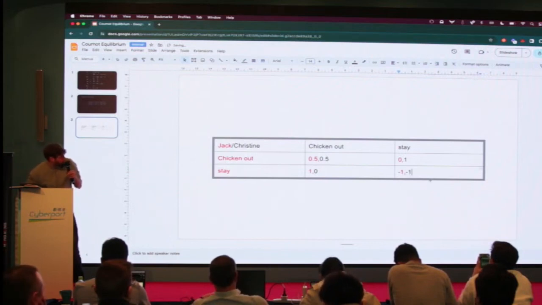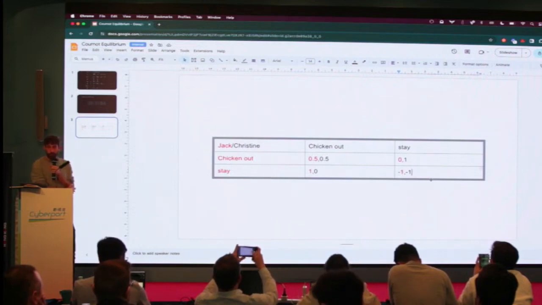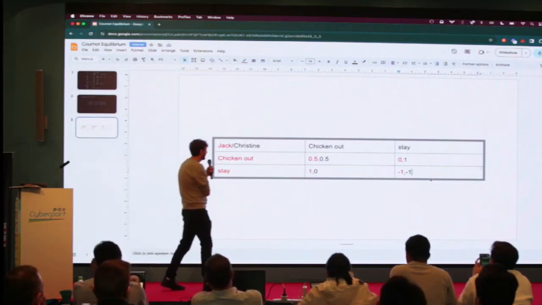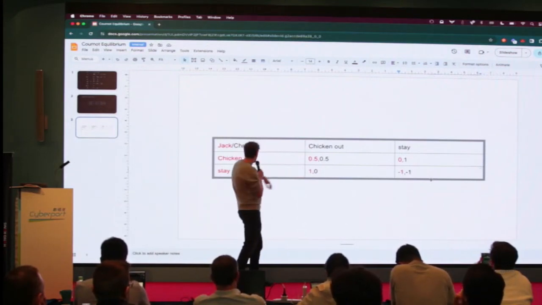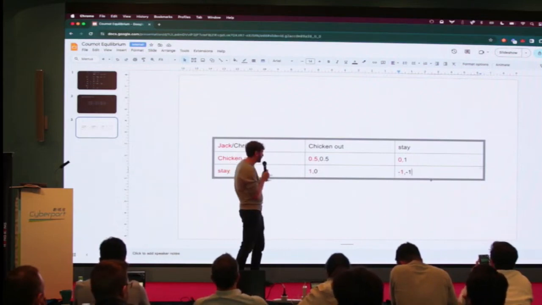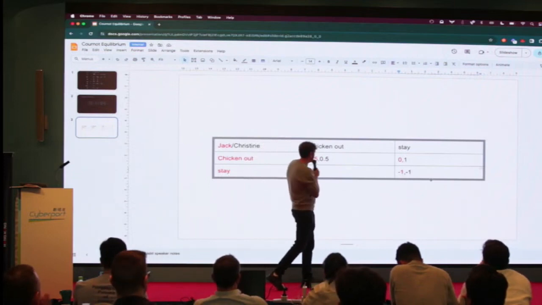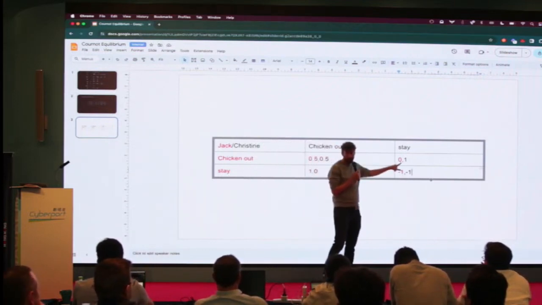So that's it. Where's the Nash equilibrium here? It's both stay and go to die, I believe. I don't know. So let's check. Let's pretend Christine chickens out. What should Jack do? He should stay, of course. What if she stays? Well, he should chicken out.